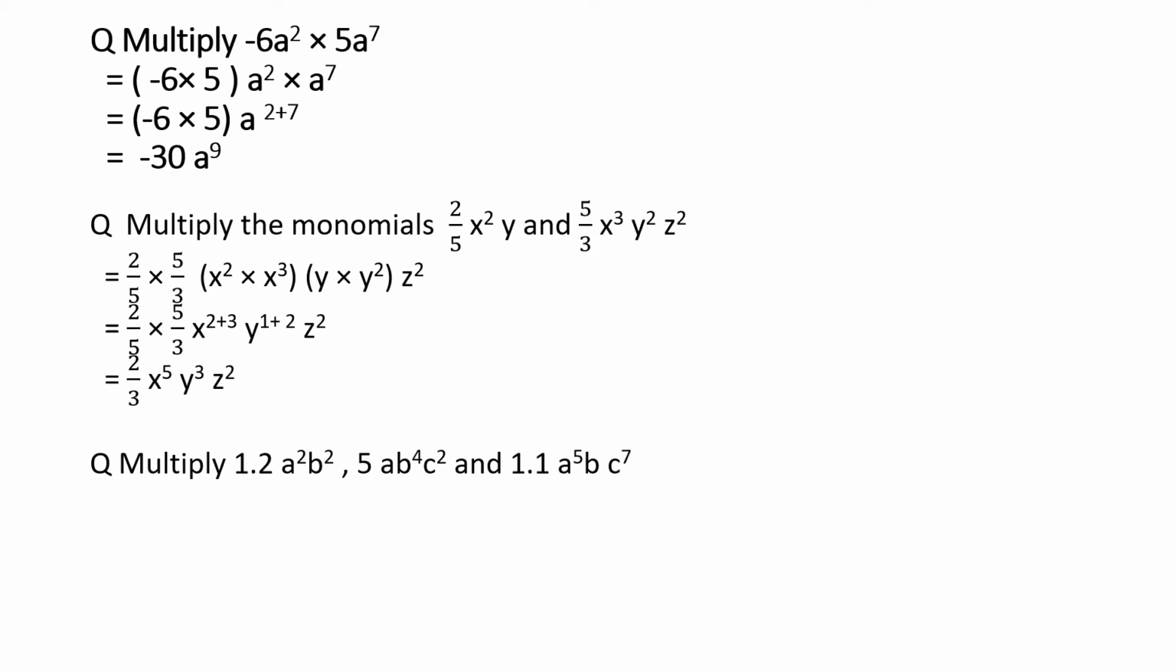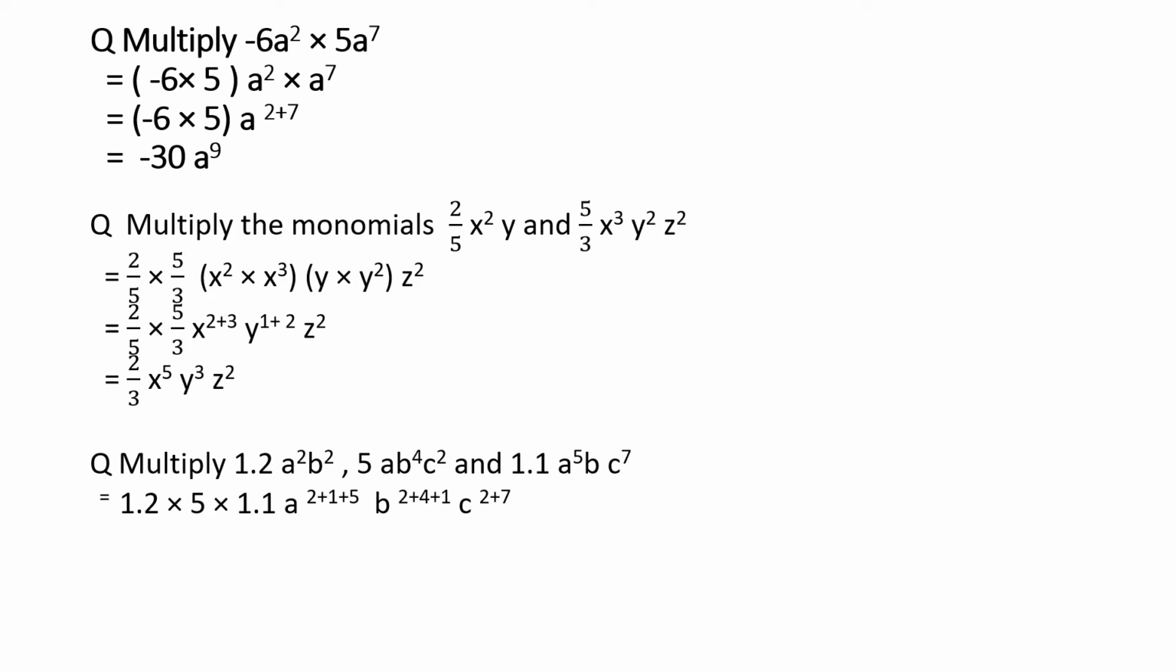Now the next example I am taking, multiply 1.2 a square b square, 5a b to the power 4, b raised to power 4, c raised to power 2, and 1.1 a raised to power 5, b, c raised to power 7. The method is same, multiply the numbers separately, 1.2 into 5 into 1.1, a raised to power 2 plus 1 plus 5, the bases are same, so in this step I am directly adding the exponents, b raised to power 2 plus 4 plus 1, and c raised to power 2 plus 7, because the bases are same, so according to the law of exponents their exponents should be added.